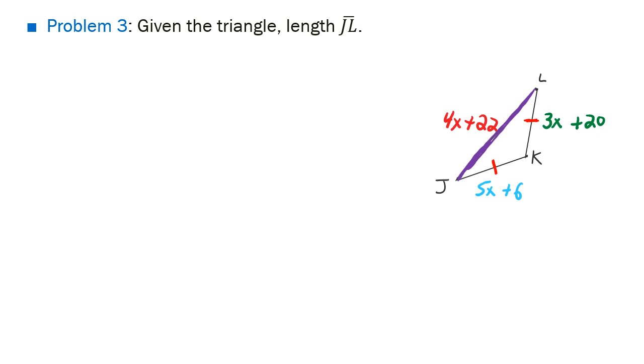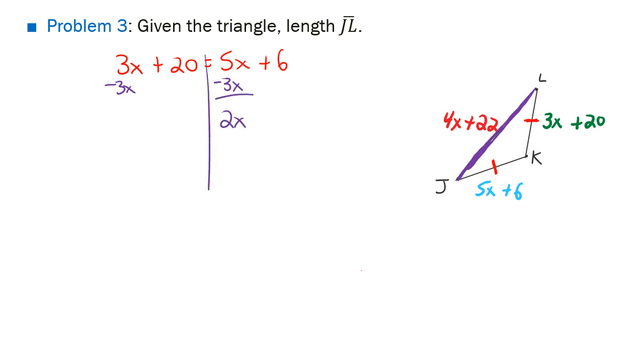So I can set these two expressions equal to each other. So I can do the 3x plus 20 equals the 5x plus 6. All I have to do is solve the equation. So I'm going to minus my 3x over to my 5x. I'm going to get 2x. I'm going to minus the 6 over to the 20, which is going to give me 14. Divide by 2, and x is 7.